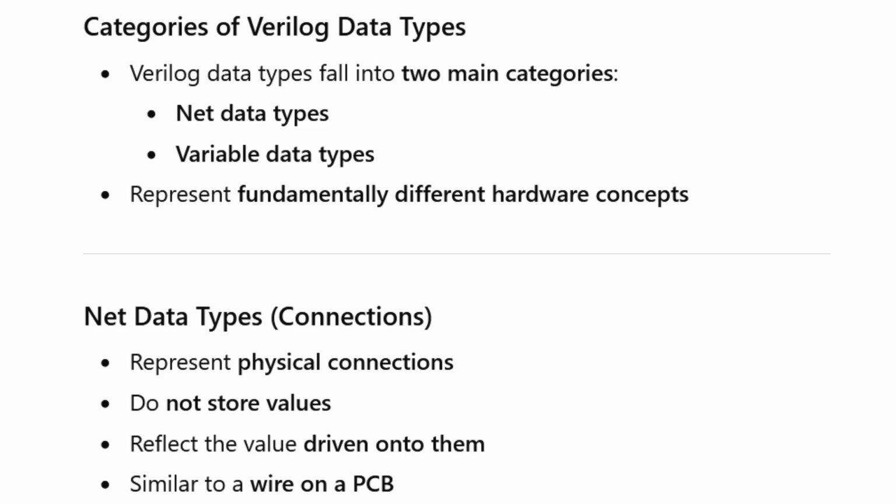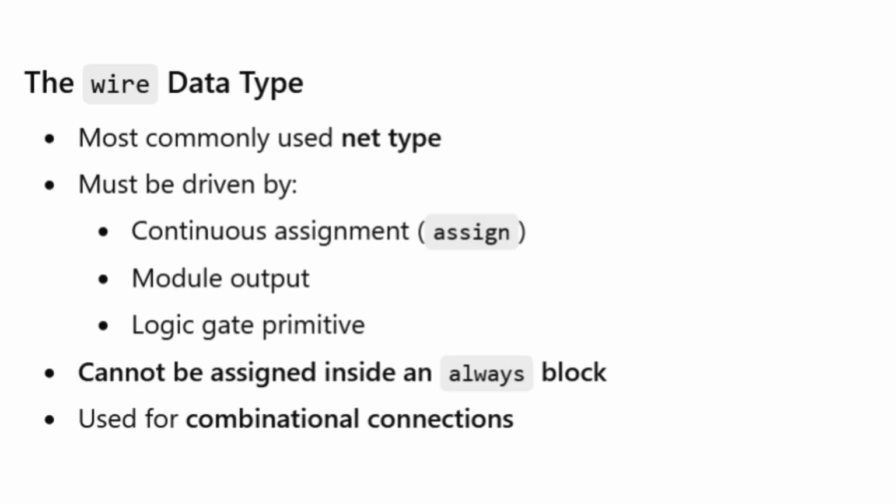The most commonly used net type in Verilog is wire. A wire must be driven by something. For example, it can be driven by a continuous assignment, a module output, or a logic gate primitive. Important rule: a wire cannot be assigned inside an always block. This is because an always block implies storage or procedural assignment, and nets do not store values.